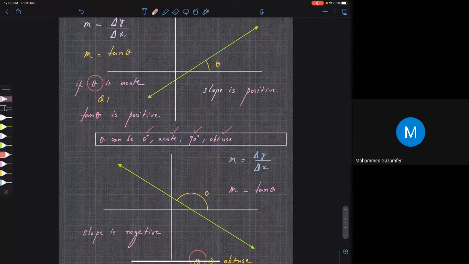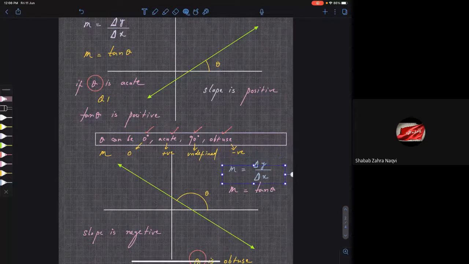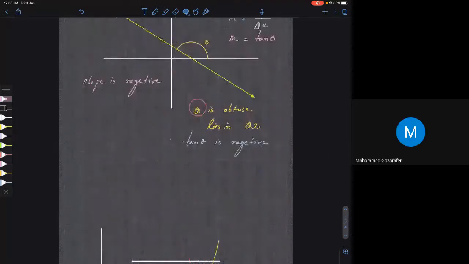You are getting my point? Now, if theta is 0 degrees, what is the slope? M is 0. And here it is positive. At 90 degrees it is undefined. And at obtuse it is negative. You got the summary? Okay? Clear?